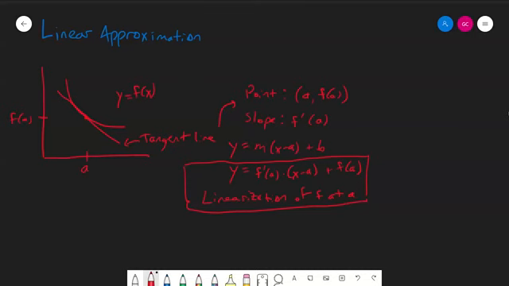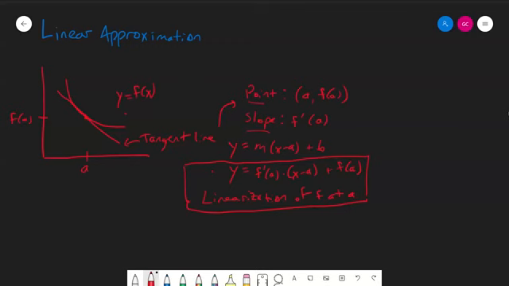Now, in my experience, people who try to just remember this formula often end up mixing up some of the pieces. If you know how to write the equation of a line, then you already know how to get from this picture to this equation. You just need to know what the point is and what the slope is. So I'd recommend that if possible, you try to think about this in a way that doesn't require you just memorizing this formula.